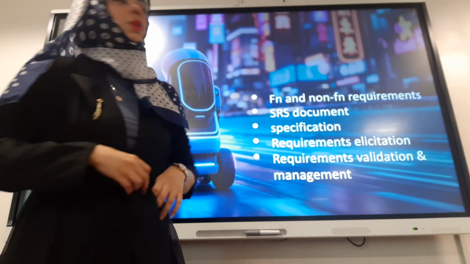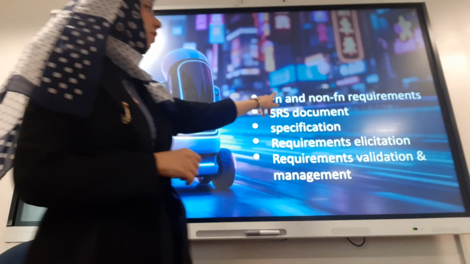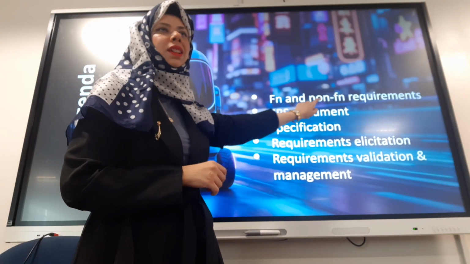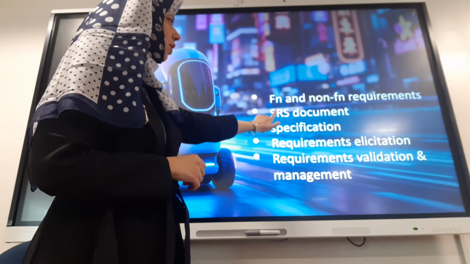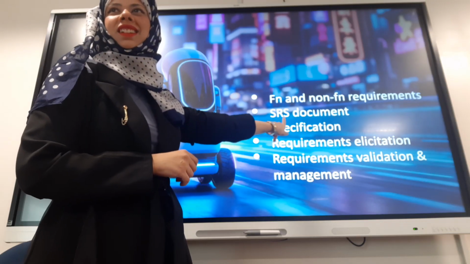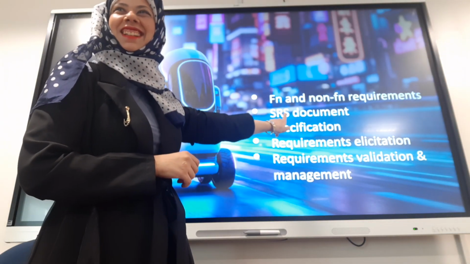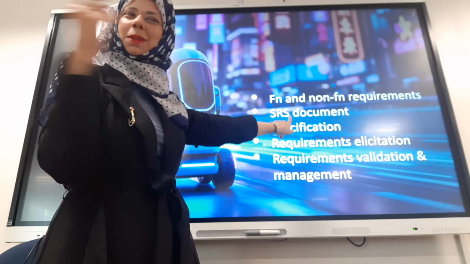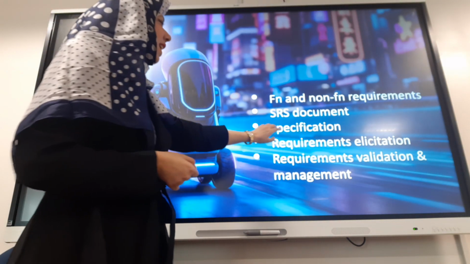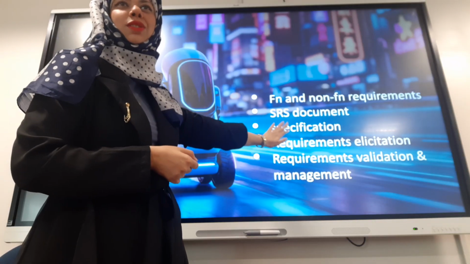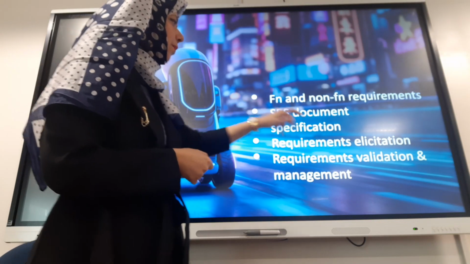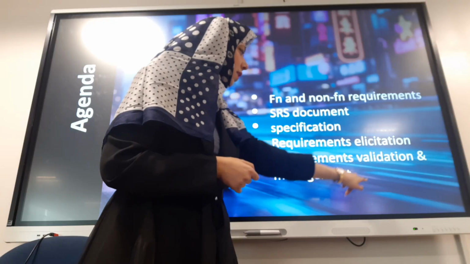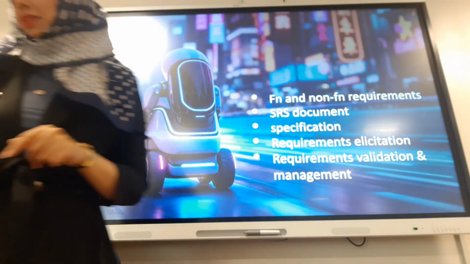Okay. So this chapter will mostly focus on functional and non-functional requirements. SRS documents, you know what it stands for? Software requirements specification, excellent. And then we have specification. We will differentiate between it and requirements. We'll look into the elicitation, the validation, and the management phases.